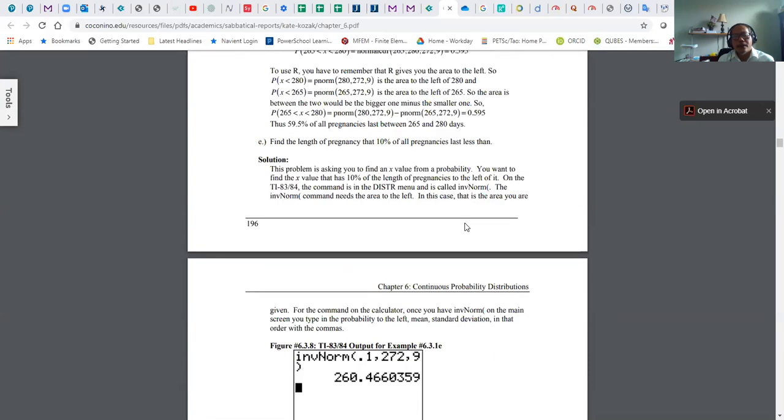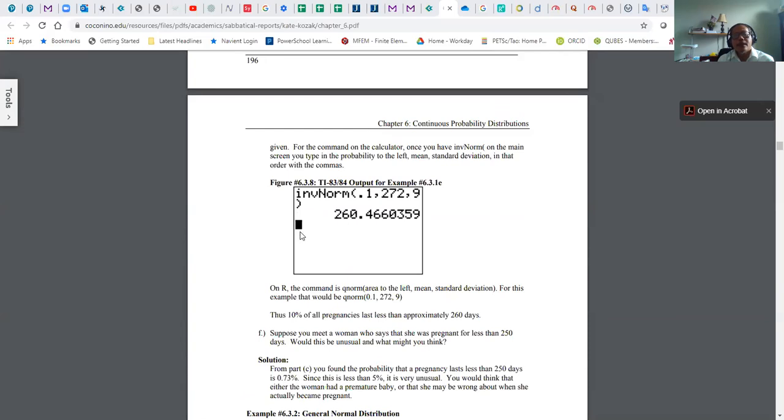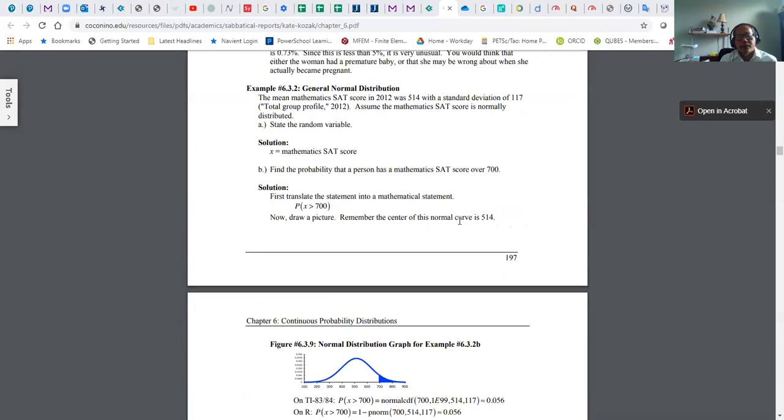This one is a normal distribution, and this is the inverse normal distribution. For example, if you know the area, like 0.1, and this is the mean and this is the standard deviation, you can see what the number is here.